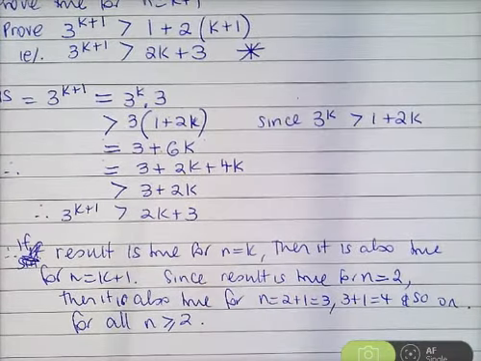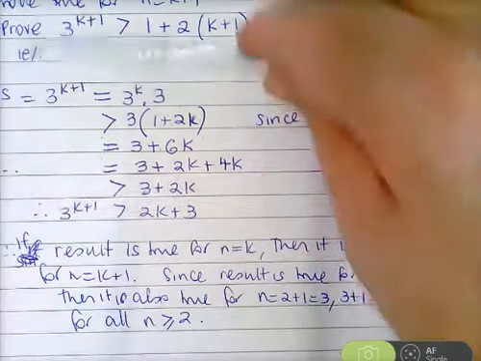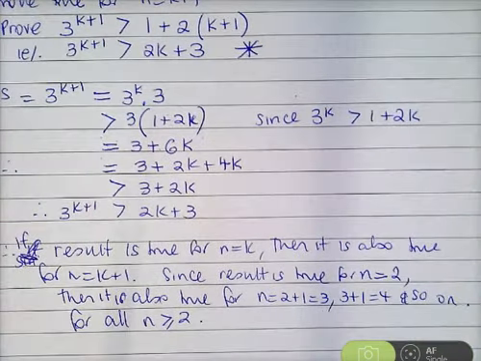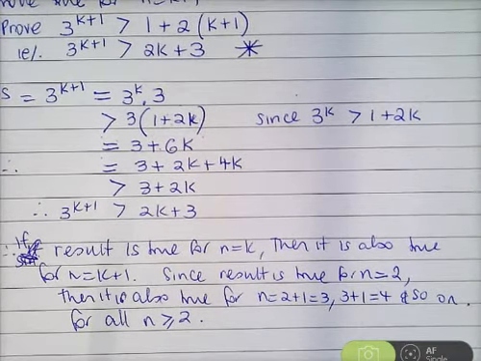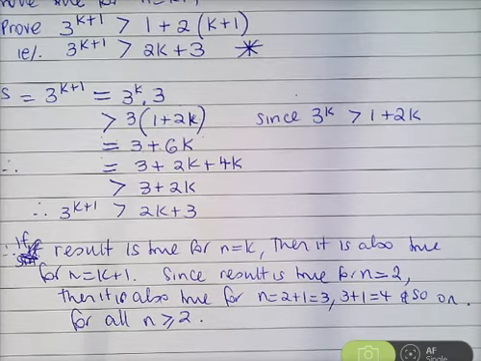So if the result is true, see, we're making the conclusion about what we've just done. So we say if it's true for n equals k, then it's also true for n equals k plus 1. Since it's true for n is 2, then it's therefore true for 2 plus 1, which is 3, 3 plus 1, which is 4, and so on, for all n greater than or equal to 2.